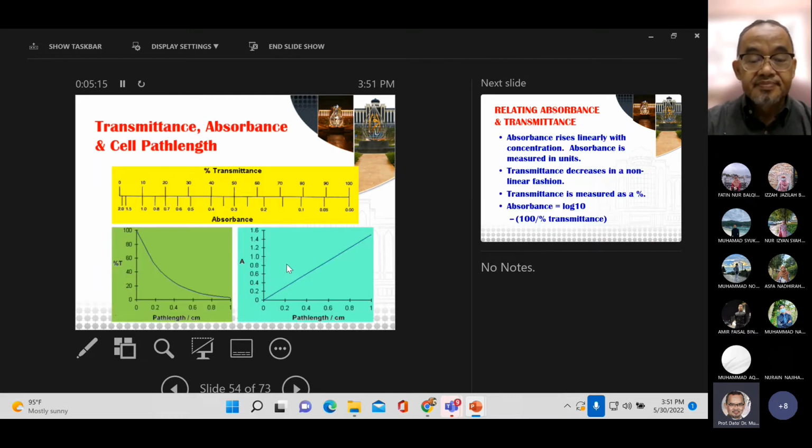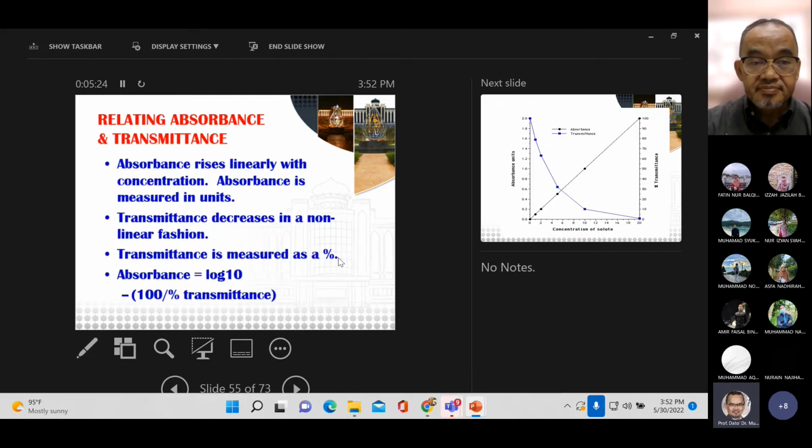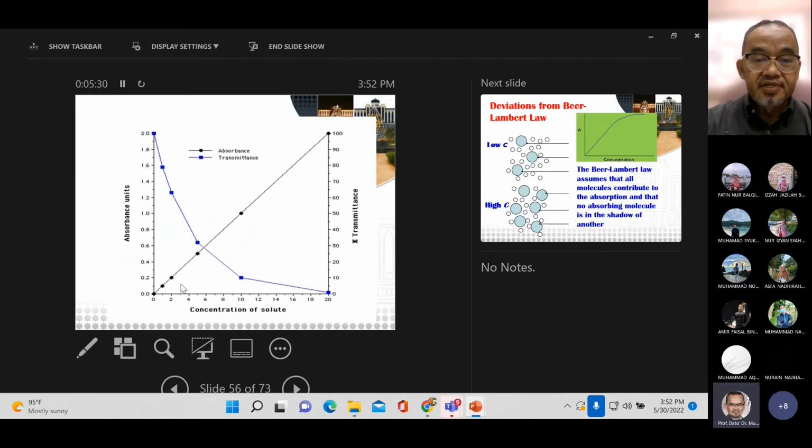And if you plot a graph, you can have a curvature and then later on a straight line. The relationship between absorbance and transmittance is what was discussed in the video just now. You can see from here the exponential and then the straight line for the same video.